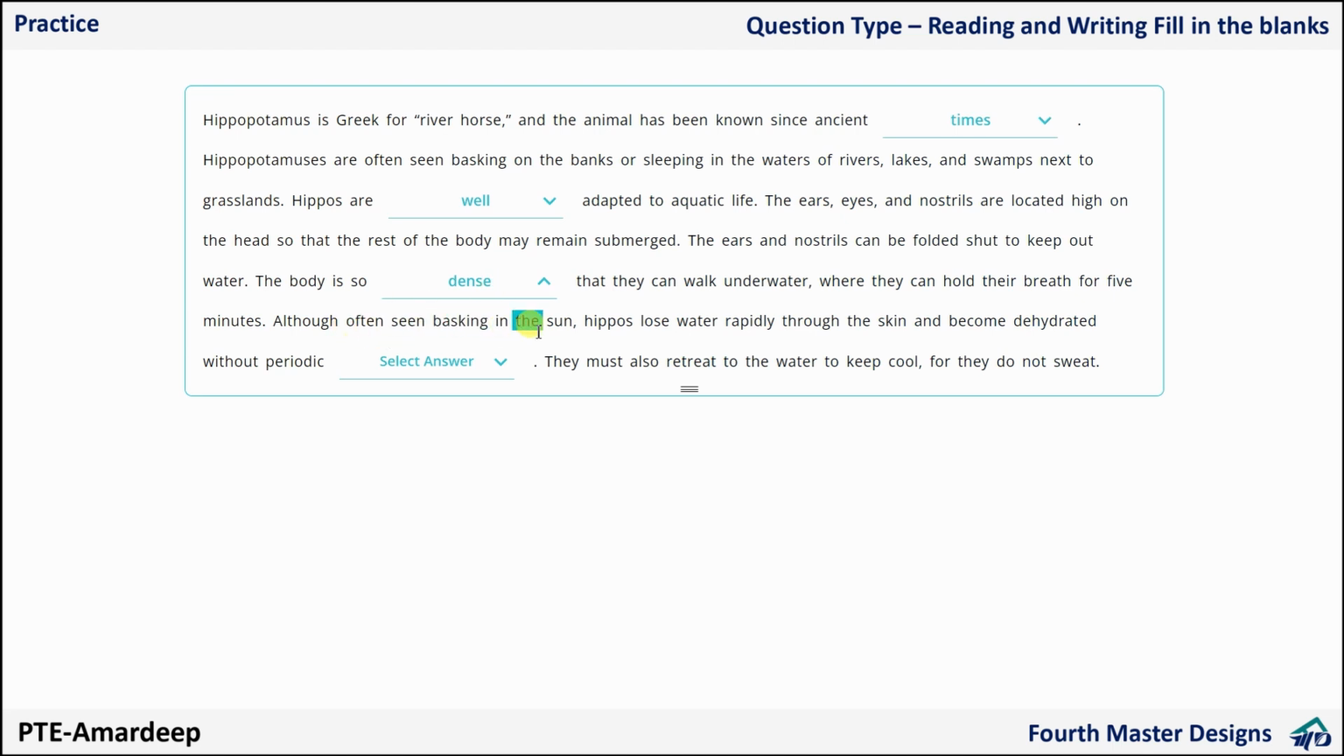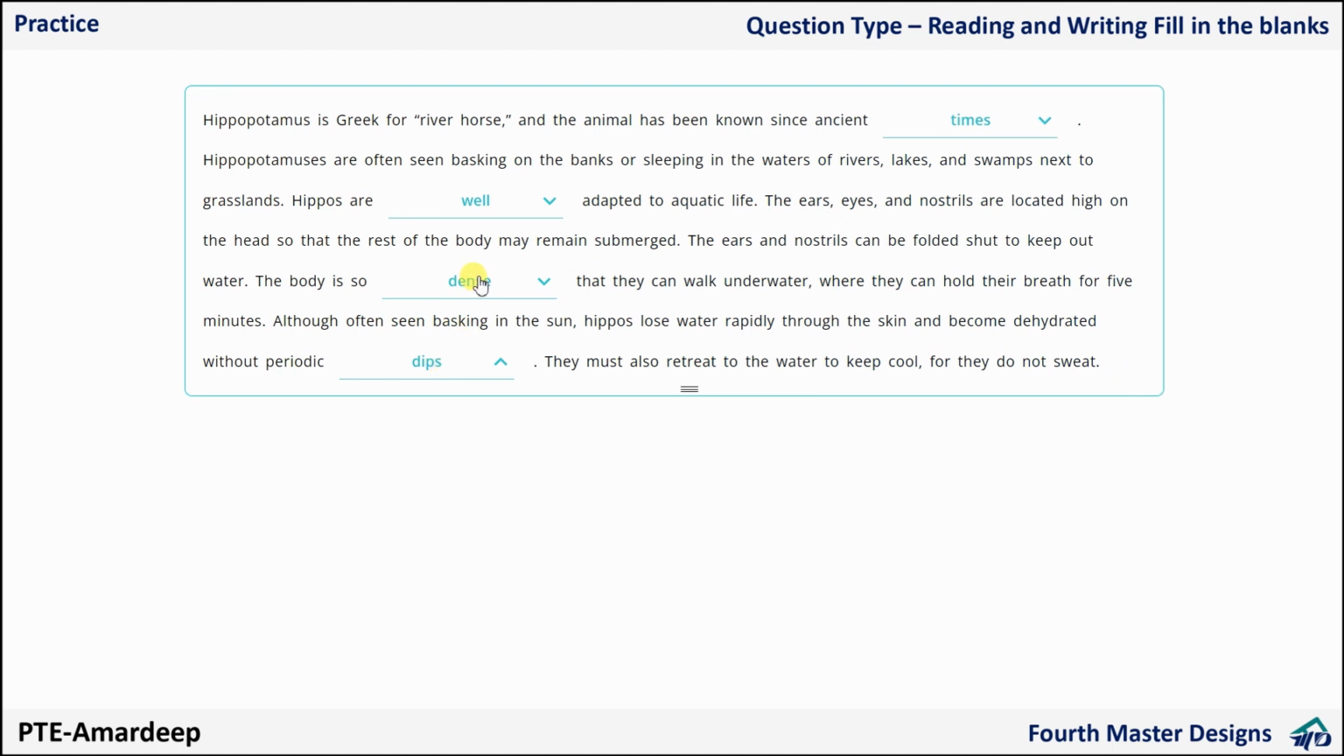Although often seen basking in the sun, hippos lose water rapidly through the skin and become dehydrated. Without specific dash, they must also, okay. Although seen basking in the sun, hippos lose water and become dehydrated without periodic what, intervals, without periodic water something, dips, table, opportunity. Now without periodic what? Water. For water they have to go in water, without periodic dips. That's all guys. This is how I have to answer.